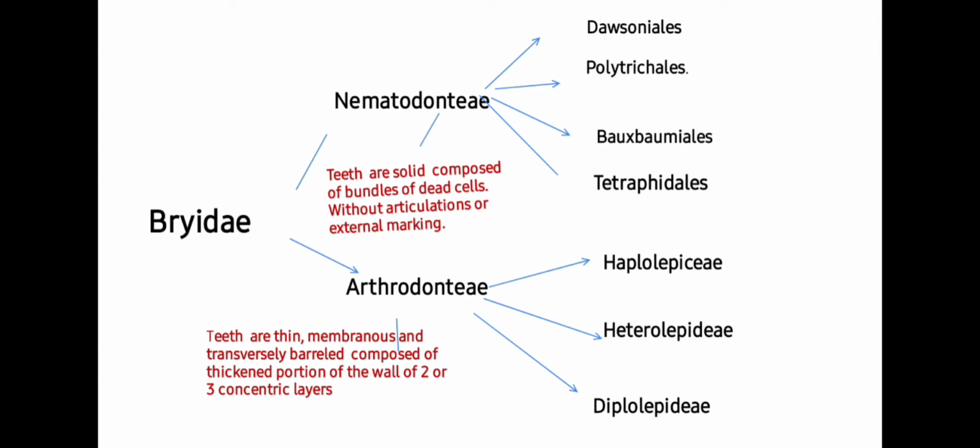Nematodontae is further divided into 4 orders, that is Dawsoniales, Polytrichales, Buxbaumiales, Tetraphidales, etc. Arthrodontae is further divided into 3 main orders, that is Haplolepidales, Heterolepidales and Diplolepidales. But according to some scientists, 2 are main, that is Haplolepidales and Diplolepidales.